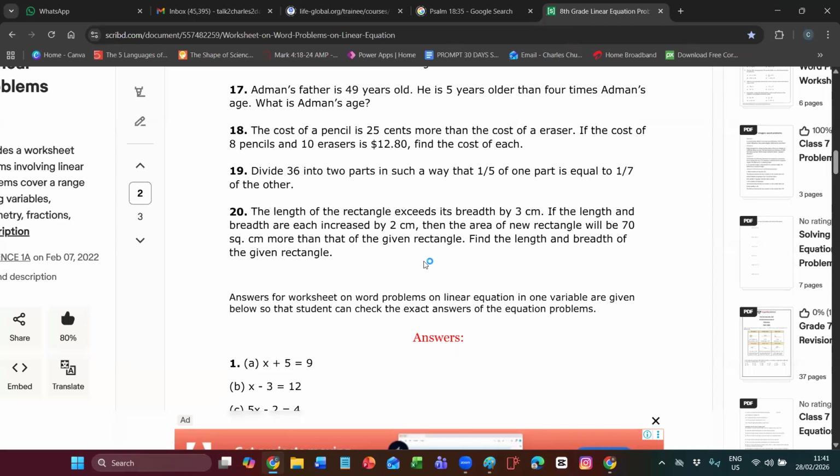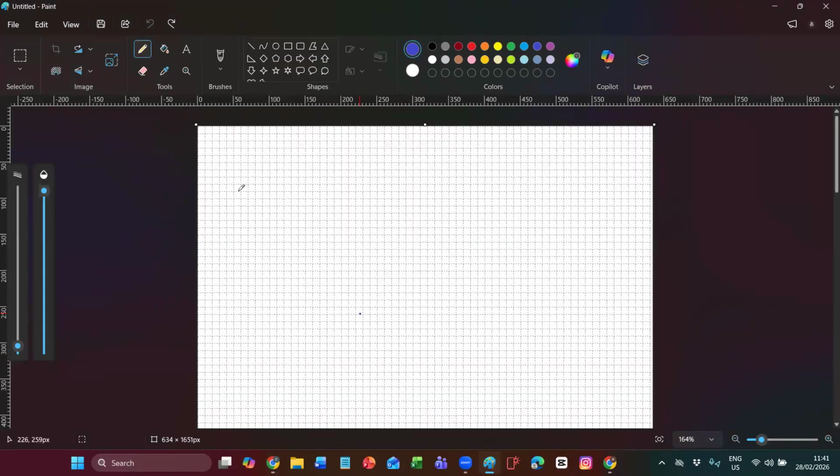Number 17 says Adman's father is 49 years old. He is 5 years older than 4 times Adman's age. What is Adman's age? They told us that the father is 49 years old. So let's use a letter to represent Adman's age. Let's use A.